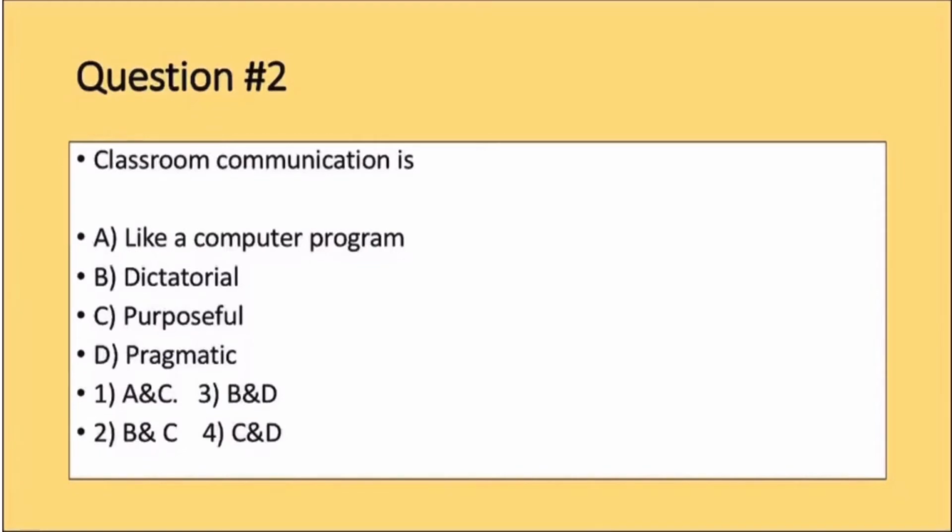Second question, this is about classroom communication. Classroom communication is, options: a computer program, dictatorial, purposeful, and pragmatic. So classroom communication is not like a computer program. We know it's a lot more flexible, and it is not dictatorial, but it is purposeful and meaningful. So C and D, purposeful and pragmatic, is the right answer. Option 4 is the right answer for this question.